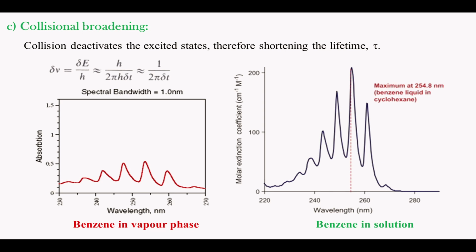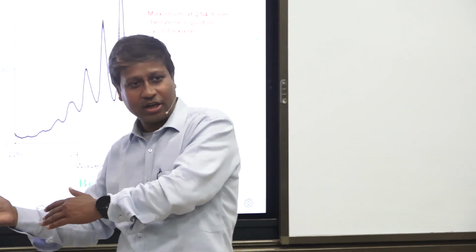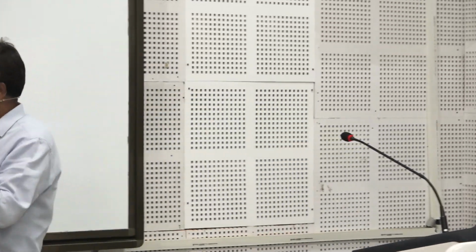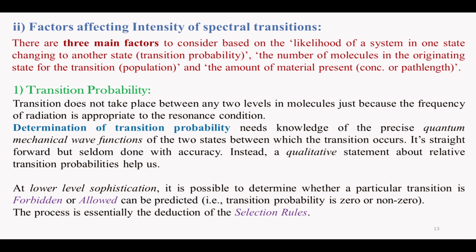So gas phase spectroscopy, anything you record in gas phase, you get a sharper band than the corresponding solution state. So these are the three effects for the width. And now the intensity. Intensity has three parameters which decide the intensity.